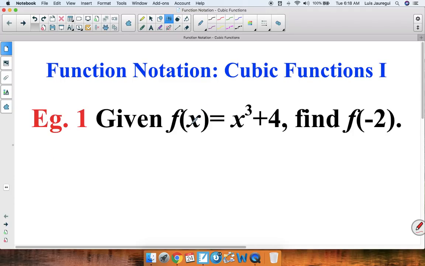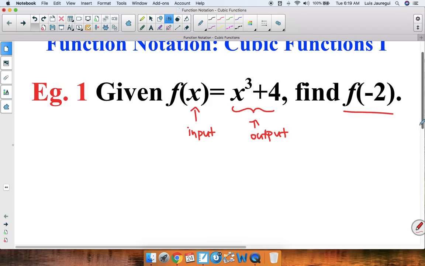Example 1. Given f of x is equal to x cubed plus 4, find f of negative 2. Now recall that your input here happens to be x and that your output will be x cubed plus 4. Also remember that what we're interested in is the value of f of negative 2. Now let's go ahead and figure out what f of negative 2 is by using two methods.